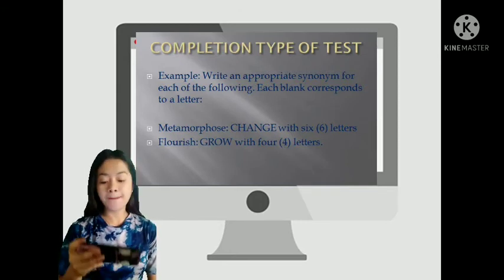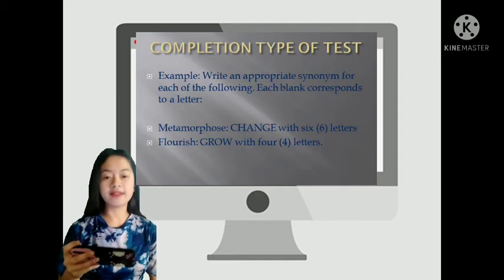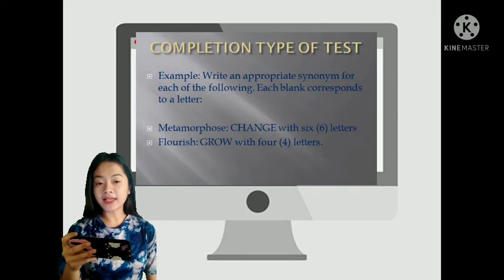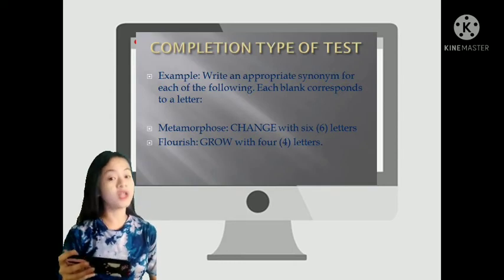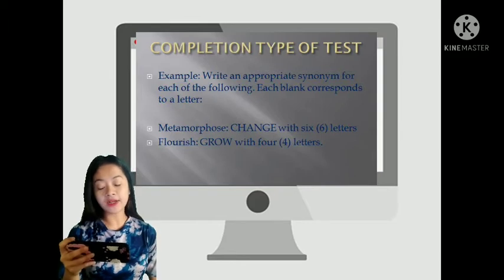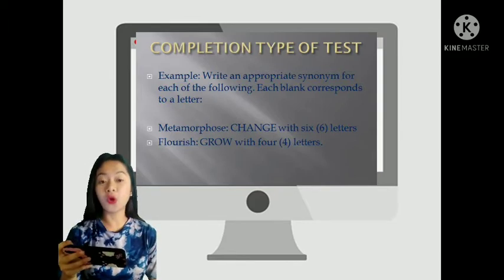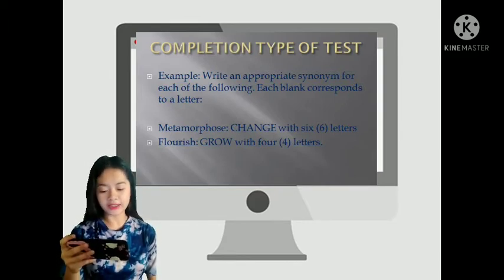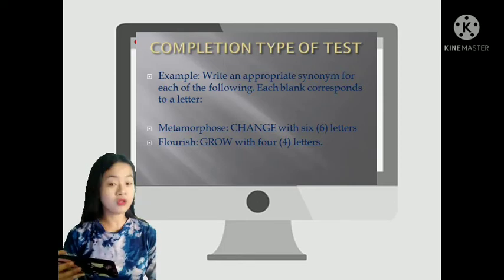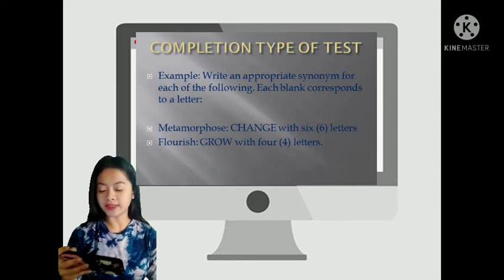First example is metamorphose. The second example is flourished. The appropriate synonym for the first is change, with 6 letters, while the appropriate synonym for the second is grow, with 4 letters. Notice that these questions require not only mere recall of words, but also understanding of these words.